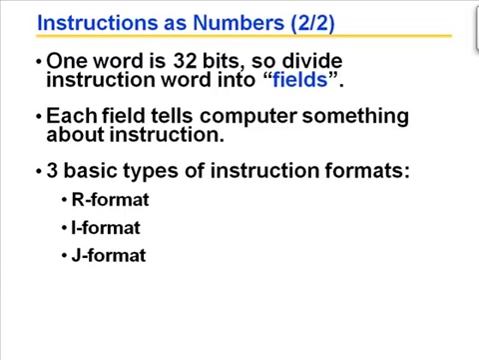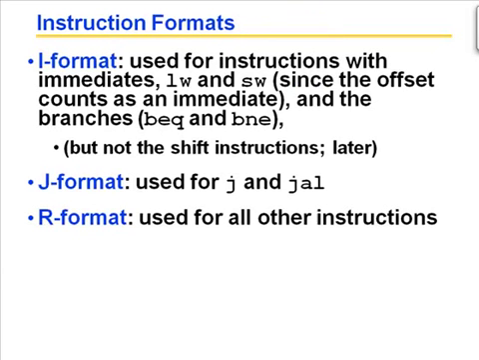And there's three formats: R type, I format, and J format. I format's probably the easiest. It's used for instructions with immediates. Load word and store word, since the offset counts as an immediate, and the branches, branch equals and branch not equals, but not shift instructions. We'll talk about that later. J format is usually used for jump and jump address location, and R format is used for all other instructions.